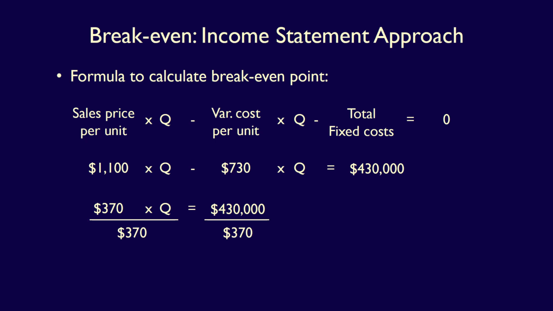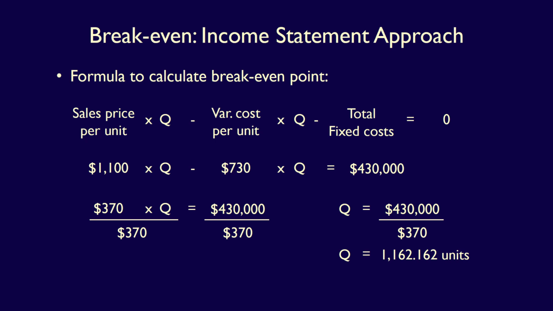We can now solve for Q by dividing both sides by $370. So 370 Q divided by $370 equals $430,000 divided by $370. Q is equal to $430,000 divided by $370. Q, quantity, is equal to 1,162.162 units.